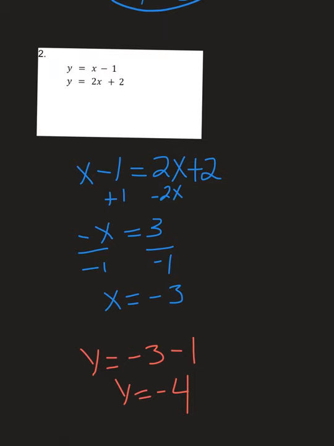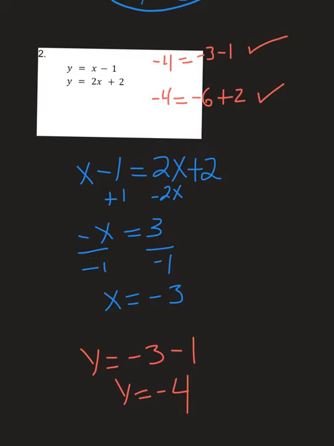Then we're going to do a quick check just to make sure we're right. So for this one, we're going to have y, which we know is negative 4, equals negative 3 minus 1, and we know that is negative 4 equals negative 4, so we're good. And then we're going to do the same thing down here. We're going to plug it in, and we're going to get negative 4 equals 2 times negative 3, which is negative 6, plus 2. And negative 6 plus 2 is negative 4. And negative 4 equals negative 4. So we know we're right.